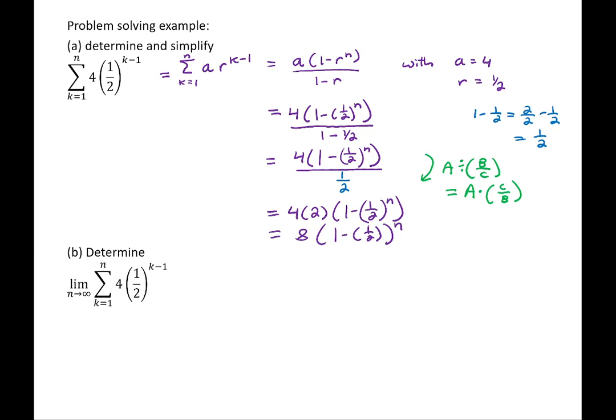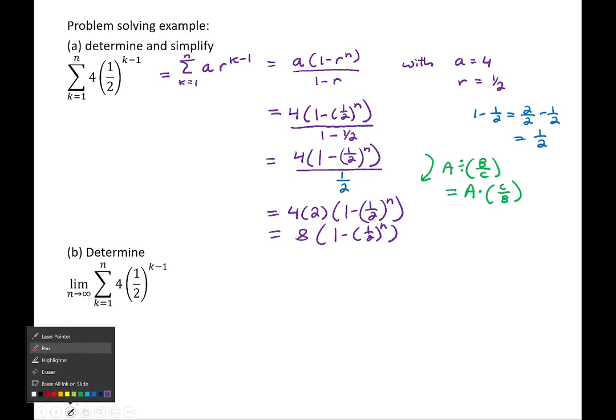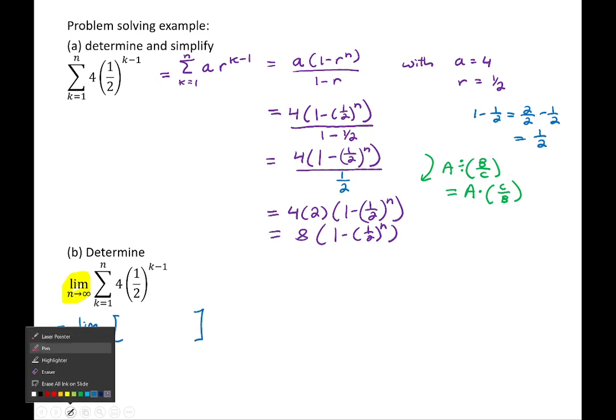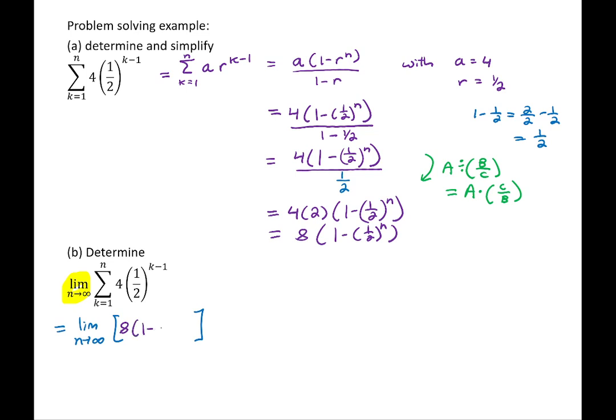Okay, part B. Determine the limit as n approaches infinity of that object. So this is the only new part. The rest of it's the same. So what we'll do is replace that expression with what was found in part A: 8 times 1 minus 1/2 to the n. And we're going to let n go to infinity. So 8 times 1 minus 1/2 to the infinity.